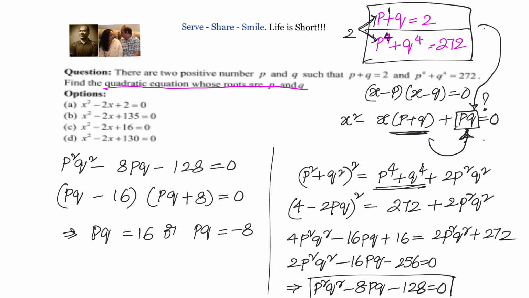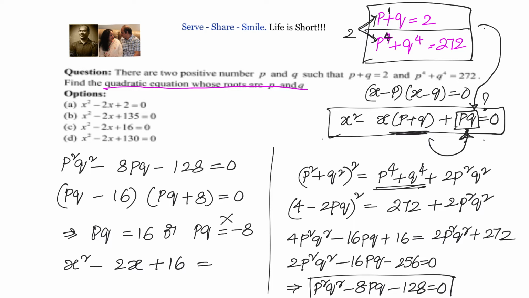Now let's look at the options. Do we have 16 or minus 8? Minus 8 is not there. According to this formula, it should be x square minus x into (p plus q), that is 2x, plus pq, that is 16, equals 0. So the correct option is option C.